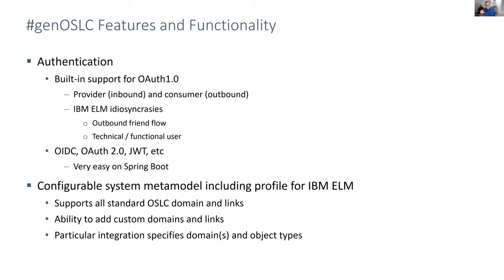This is the world that I understand. Of these, this is the domain that I'm going to implement. Maybe it's test management. And these are the resource types that I'll be exposing in my integration. So if I have this integration, remember the green bit, I select which domains out of the system model I'm going to be implementing, and then which of the resource types in this domain I'm going to be exposing, and then genOSLC just exposes all this for you.